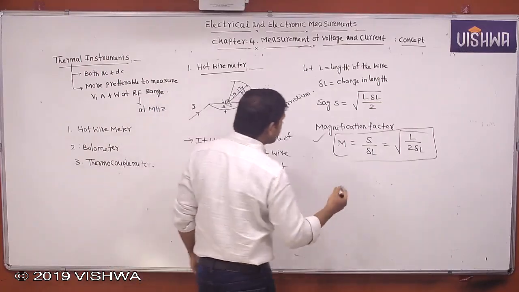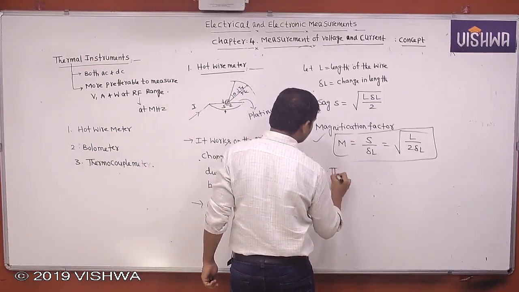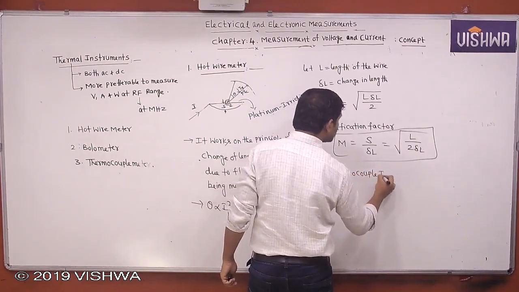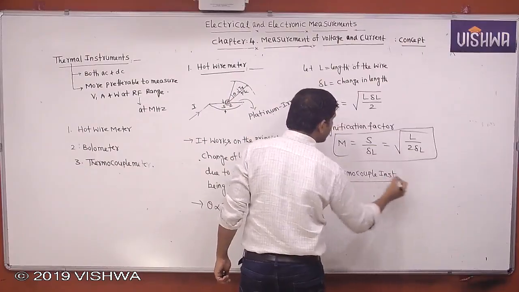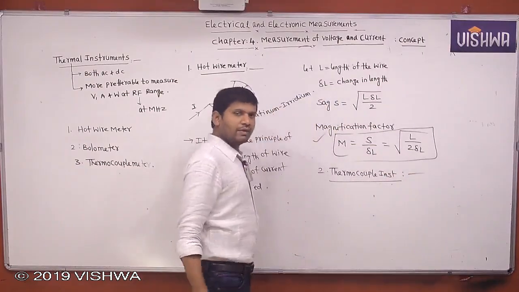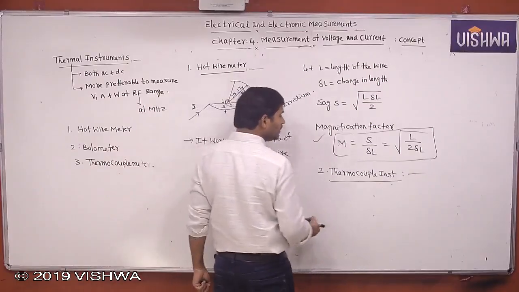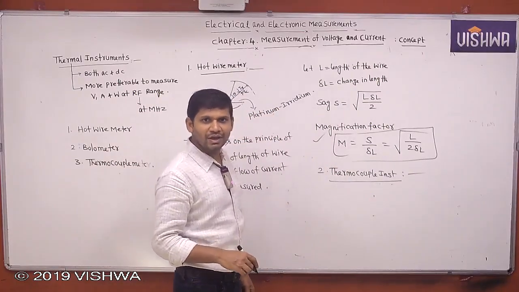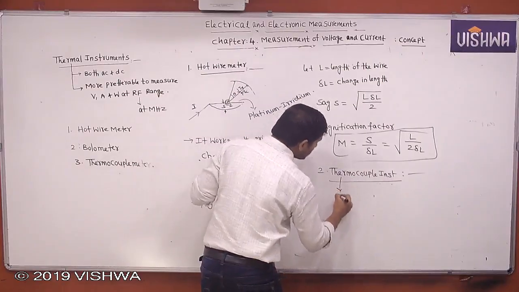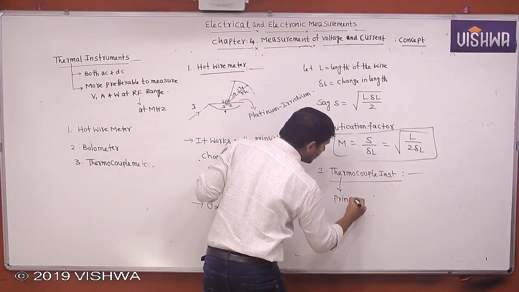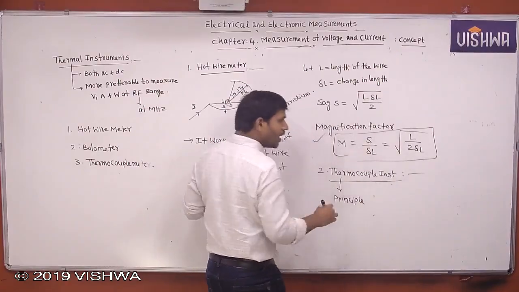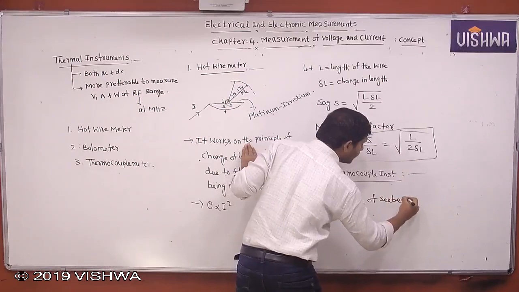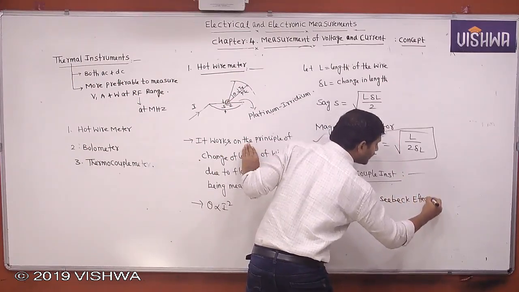Okay, one more thermal instrument is the thermocouple. The thermocouple instrument works on the principle of Seebeck effect. It is also used for both AC and DC. Thermal instruments are used for both AC and DC. It is also an RMS measuring and RMS indicating type instrument. This works on the principle of Seebeck effect. What is Seebeck effect? I already gave it at the start of voltmeters and ammeters.